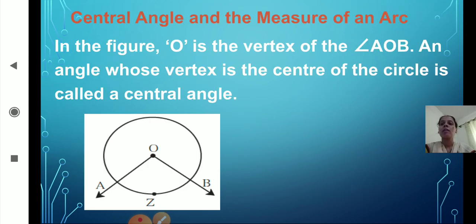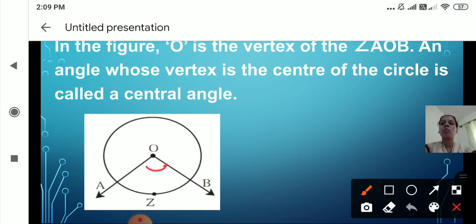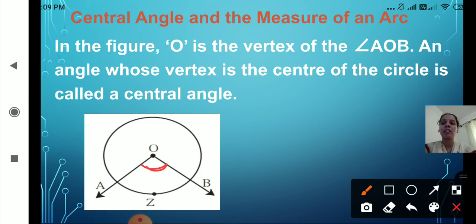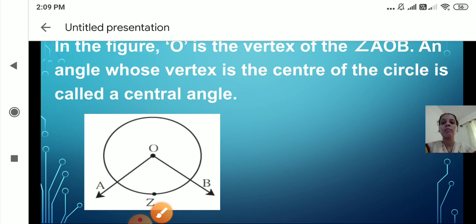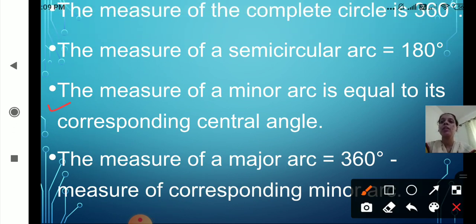Now we can see this. Here, this is central angle AOB, and the minor arc, the smaller arc, is arc AZB. So what is the measure of arc AZB? The measure of this minor arc AZB is equal to angle AOB. The measure of a minor arc is equal to its corresponding central angle, and the measure of the major arc is equal to 360 degrees minus the measure of the corresponding minor arc. So how will you find the major arc? Major arc is equal to 360 minus minor arc.